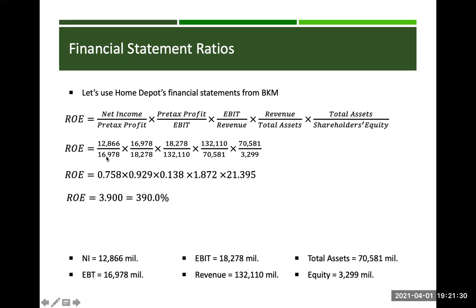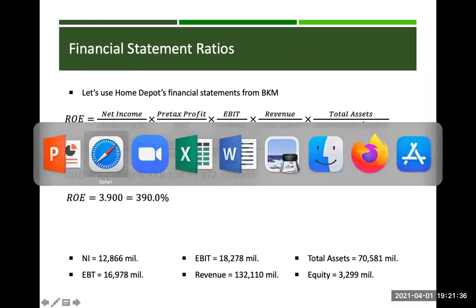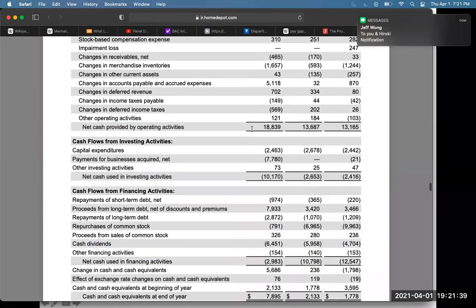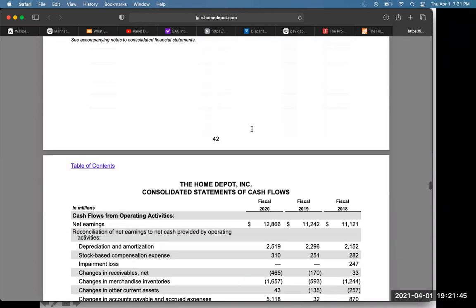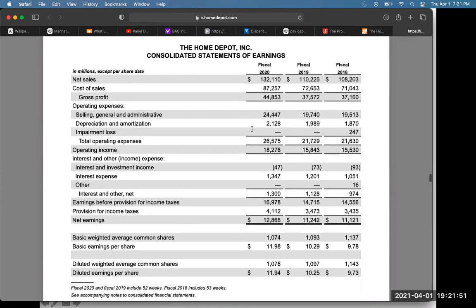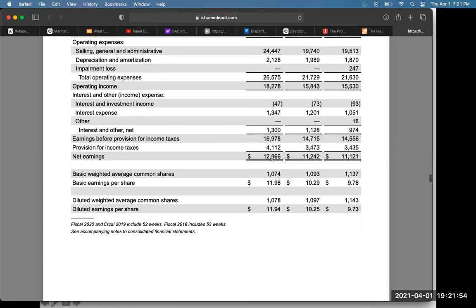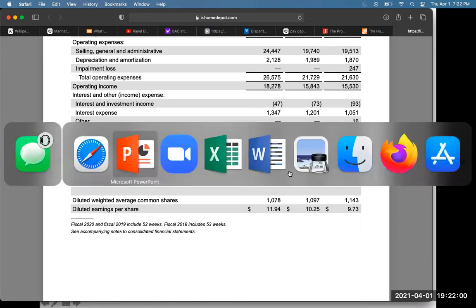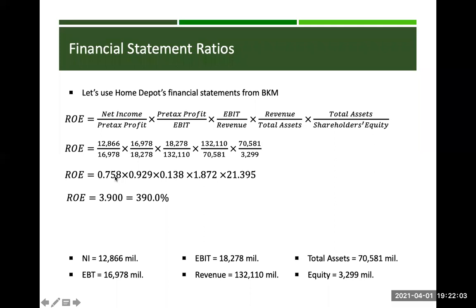Well, their net income over pre-tax profits, that's a bit big. Let me double check that. I've got the statements here. Let's see. Double check that I'm using the net earnings 12,866. Okay. Yeah, 12,866, great. So yes, their tax burden, their effective tax rate went down from fiscal year 2017 to fiscal year 2021.